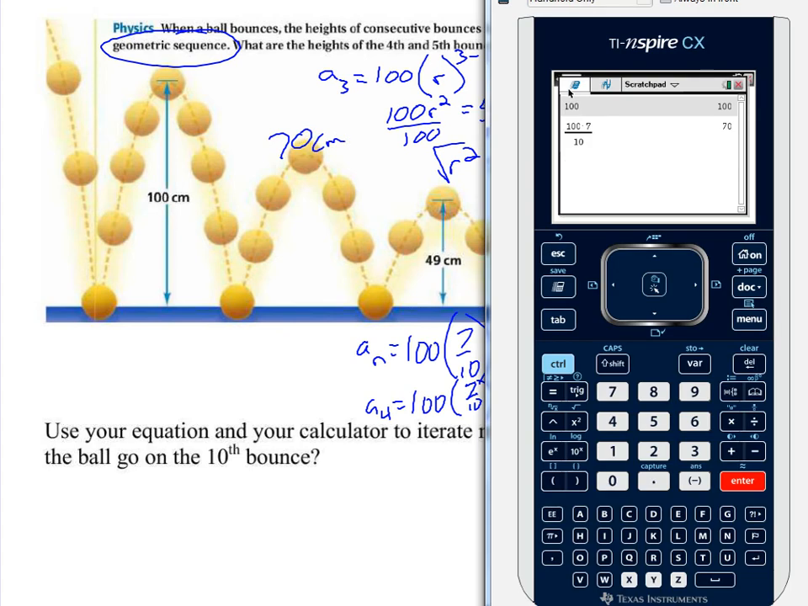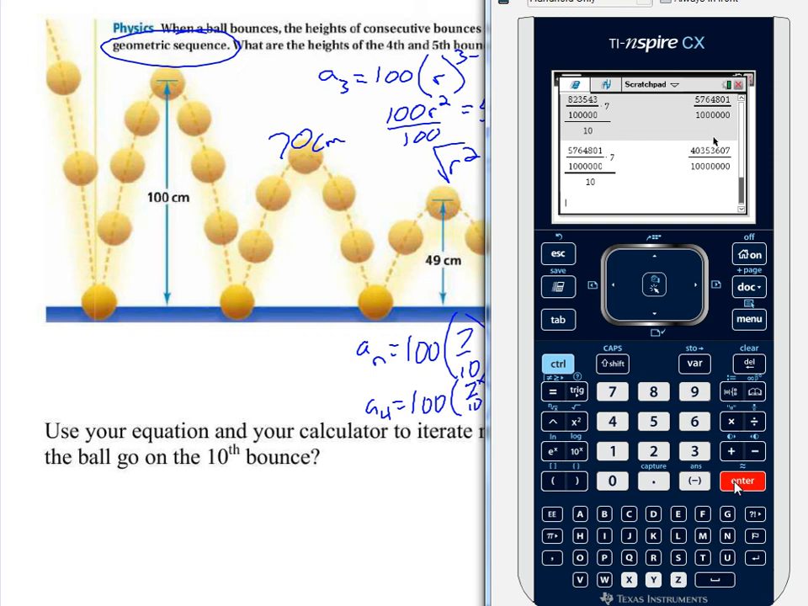And now because I'm using my previous answer, I can go ahead and hit enter again, and I get my third bounce, 49 centimeters. Hit enter again, I get my fourth bounce. It didn't give me a decimal though. Hit enter again, I get my fifth bounce, sixth bounce, seventh bounce. So now I have all of these exact.